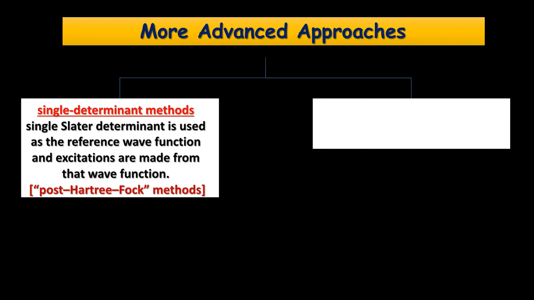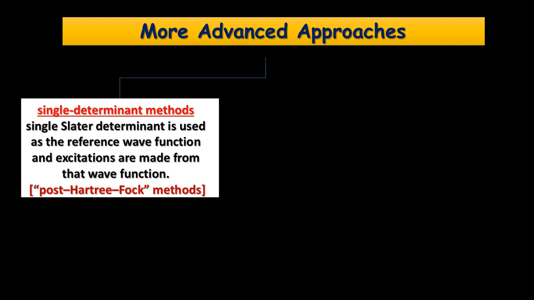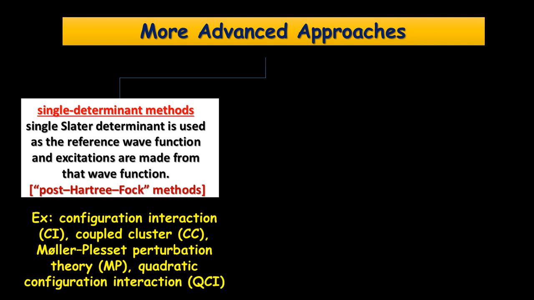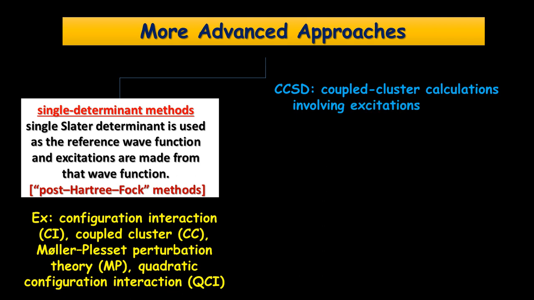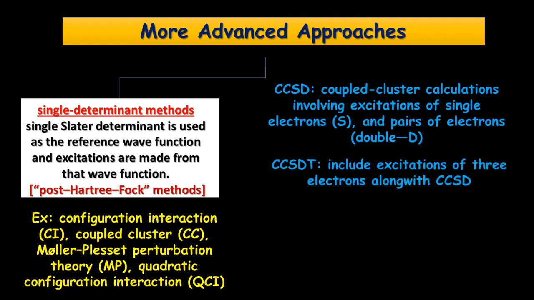Another class of methods uses more than one Slater determinant as the reference wave function. Some examples of the first kind are configuration interaction, coupled cluster, Møller-Plesset perturbation theory, and the quadratic configuration interaction approach. Each of these methods has multiple variants with names that describe salient features of the methods. For example, CCSD calculations are coupled cluster calculations involving excitations of single electrons. That is why you have this S, and pairs of electrons. That is why you have here D, D for double. While CCSD(T) calculations further include excitations of 3 electrons. For triplet, you have an extra T here.